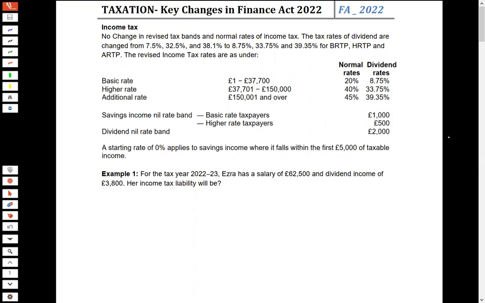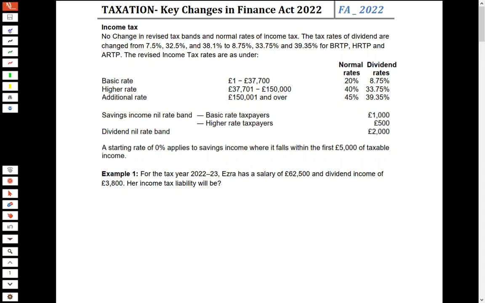I welcome you all to this quick discussion on the changes in the tax rates from fiscal year 21-22 or Finance Act 21 to fiscal year 22-23 or Finance Act 22. So let me have a very quick summary, a discussion on the changes which take place between the previous Finance Act and this Finance Act.